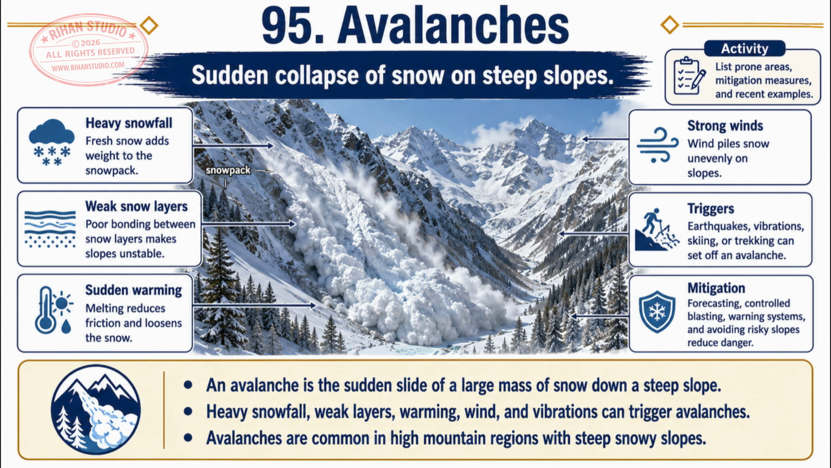Avalanches. Sudden collapse of snow on steep slopes. Caused by heavy snowfall, weak snow layers, sudden warming, melting reduces friction, strong winds, earthquakes, and human activities like skiing or trekking. An avalanche is a sudden slide of a large mass of snow down a steep mountain slope.